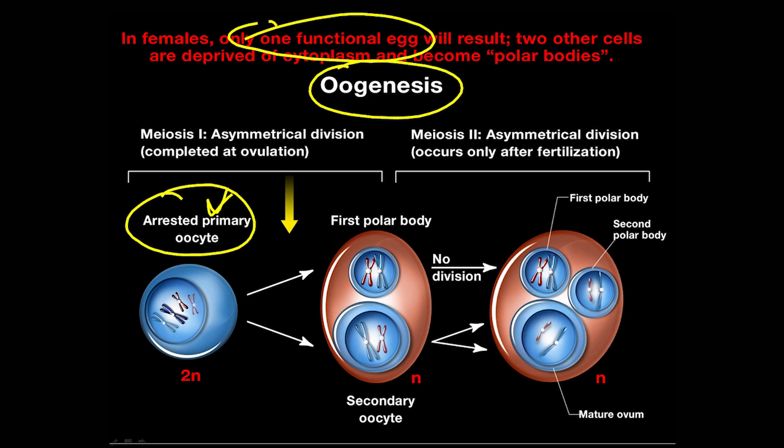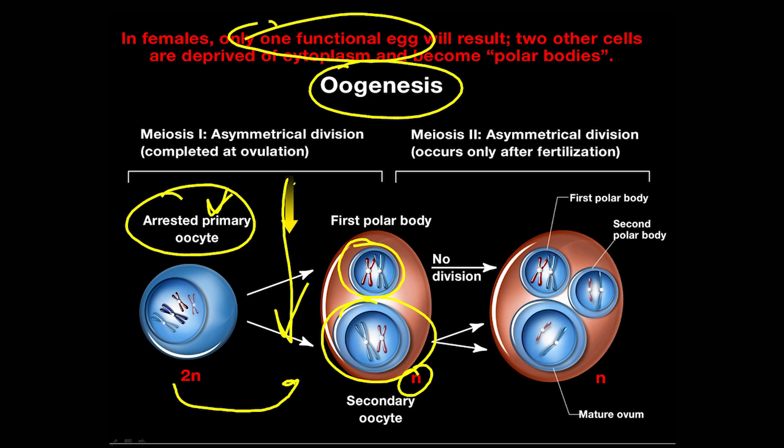In fact, the only time meiosis 1 is going to occur here, and they call it an asymmetrical division for reasons you'll see in a moment, is at ovulation. So when an egg matures from its follicle and it's released, that's the signal to complete meiosis 1. Once it's completed, you get one functional secondary oocyte, which is haploid. Now, genetically, this other cell is not identical, but it's haploid, and it could be viable. But it becomes a polar body.